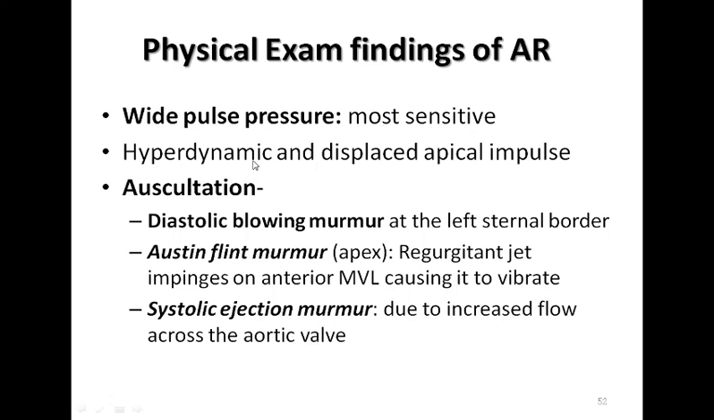The hyperdynamic and displaced cardiac apical pulses you can see. When you auscultate, you can get a diastolic blowing murmur at the left sternal border. And you may hear the Austin Flint murmur at the apex. It is a diastolic murmur due to the regurgitant jet impinging on the anterior mitral valve leaflet, causing it to vibrate. There's no real mitral stenosis, but you will hear a diastolic murmur. And then you may hear a systolic ejection murmur due to increased flow across the aortic valve.